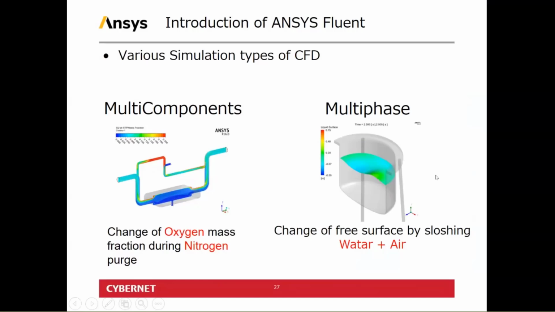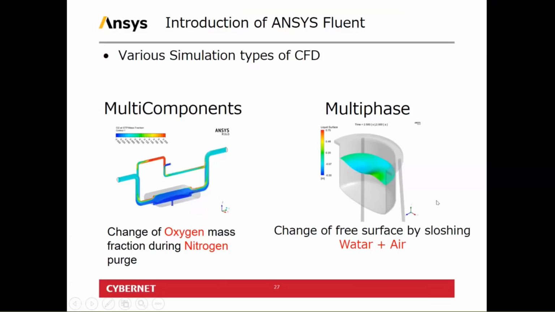So this one is a merge phase flow. In this example, if we use the function of the merge phase flow, we can consider the different types of phases like gas, liquid, and solid. In this example, we consider the water and air at the same time. As a result, we can get the free surface. We can know where the free surface is and the shape of the free surface. This one is the free surface.